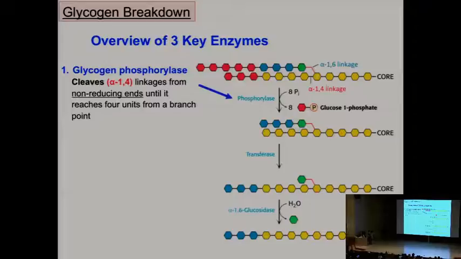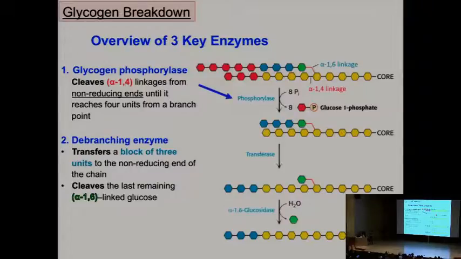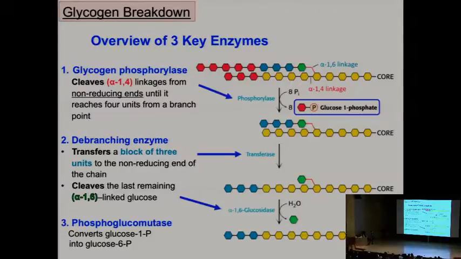And so another enzyme picks up, debranching enzyme, which has 2 jobs. It first transfers the 3 residues in blue onto the end of the chain to kind of linearize it, get rid of most of that branch, and then it has a glucosidase that cleaves that last alpha-1,6 linkage to yield glucose. And then we still have to deal with this glucose 1-phosphate that we made up at the top, and so there's an enzyme called phosphoglucomutase that converts that to glucose 6-phosphate, so it can be used.